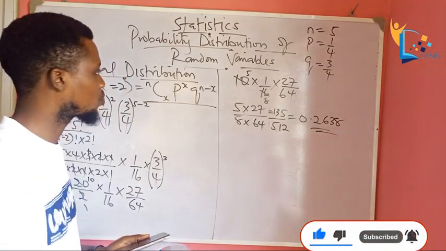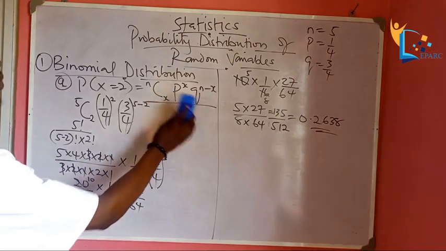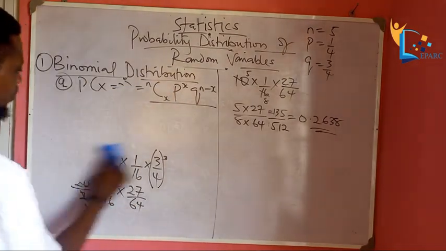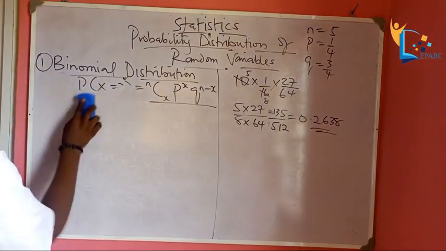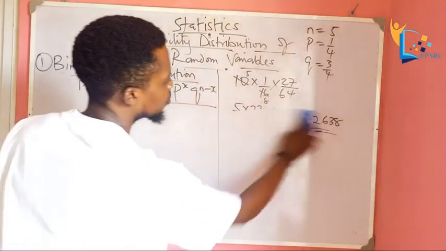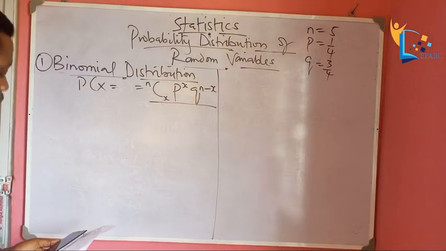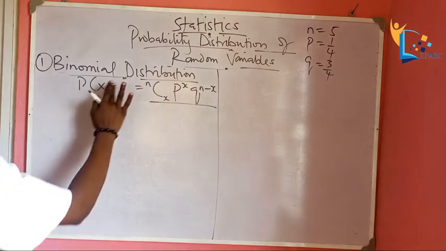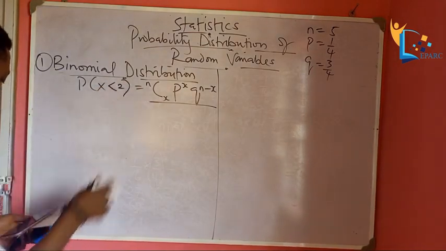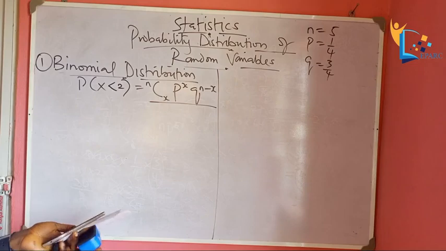Less than 2 accounts. Okay, sorry, I need to wipe this off. Okay, so less than 2 accounts. Simply X less than 2 accounts. Okay, now how do we solve this?